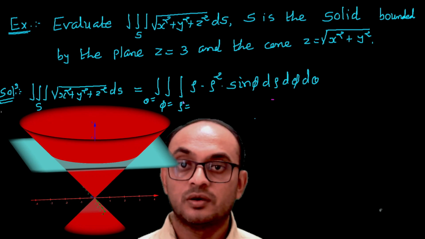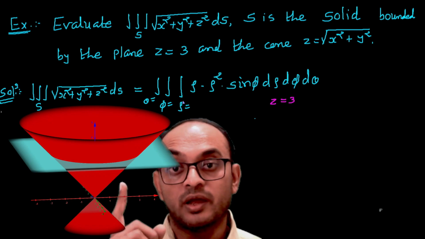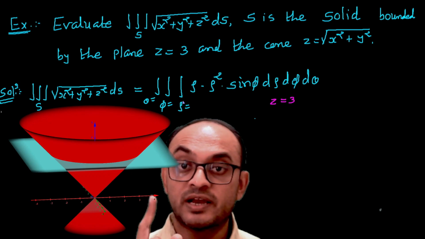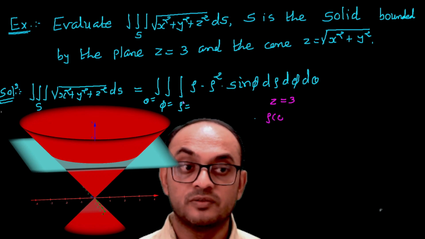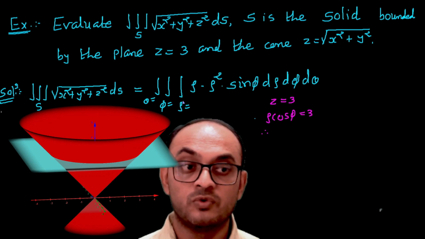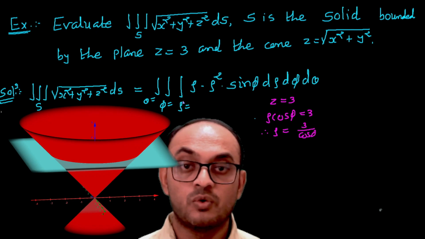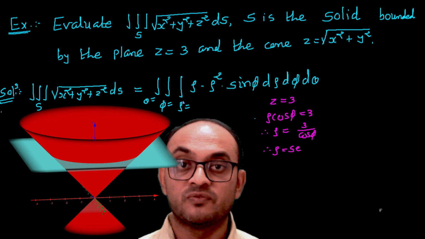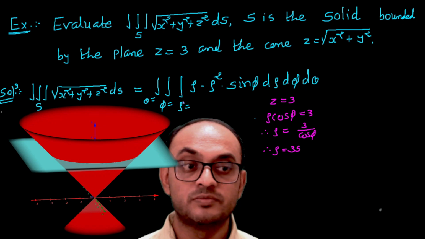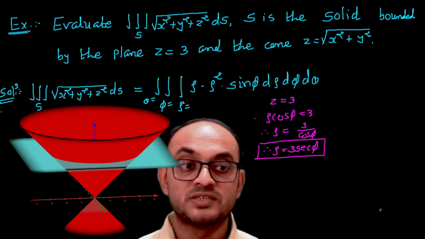So when we have z is equal to 3, what is z in terms of rho, theta and phi? Z is equal to rho cos phi, which is equal to 3. What does it mean? Therefore rho is equal to 3 upon cos phi. One over cos phi is sec phi, therefore rho is equal to 3 times sec phi. This is the equation of z is equal to 3.